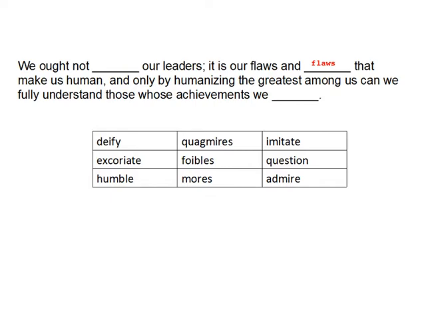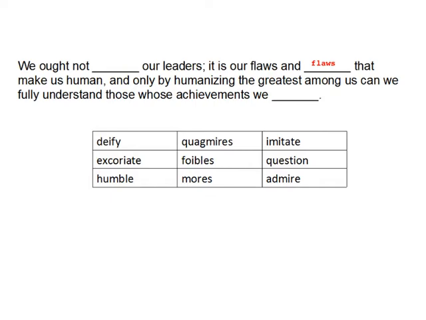Now let's keep moving. Only by humanizing the greatest among us. Oh, okay. So our flaws that make us human, and only by humanizing the greatest among us. Greatest among us is a pretty good match for leaders. I think they're talking about the same kinds of people here. When they say leaders and greatest among us, this is the same group of people that the author is describing. Therefore, if my author is telling me that I should humanize them, let me look back at that first blank.